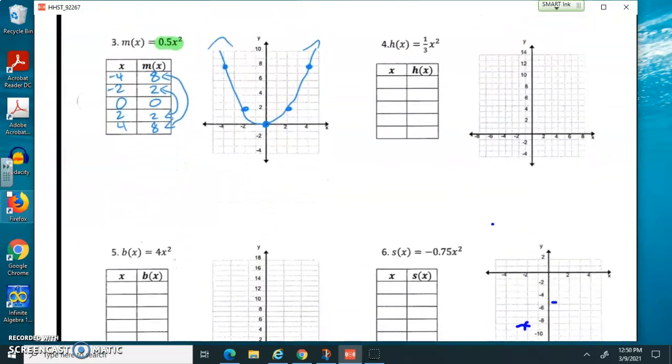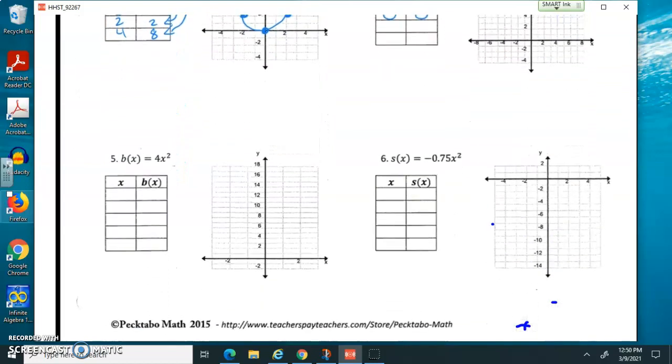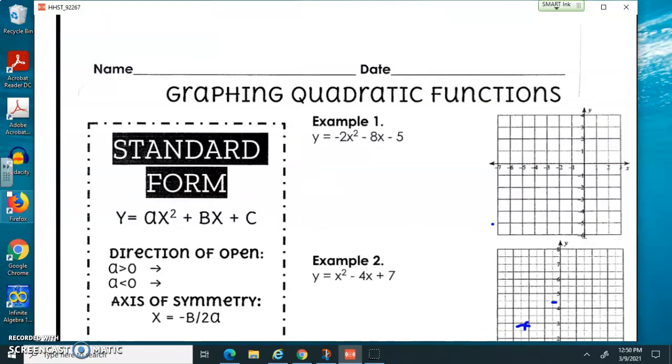Okay, so if you'll work on those here, then that will help you. All of these will have the vertex at 0, 0. So if you'll work on those, and then we'll talk about those.